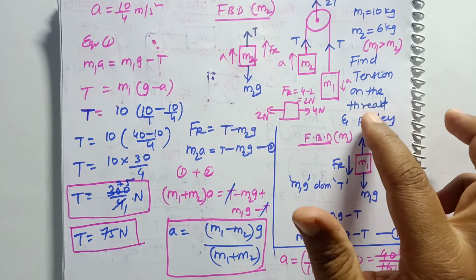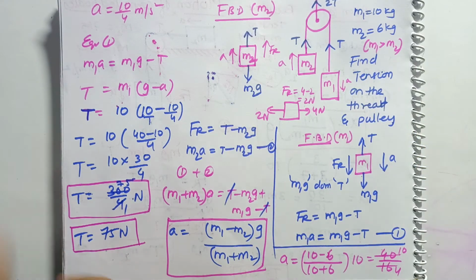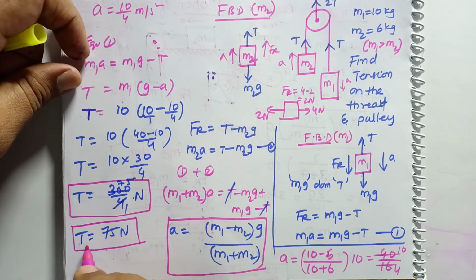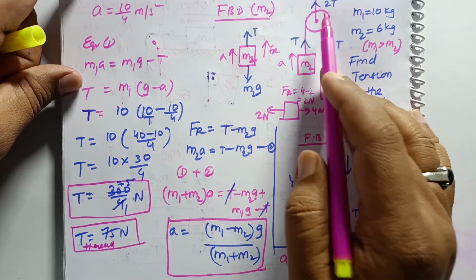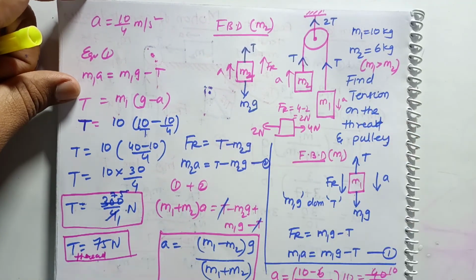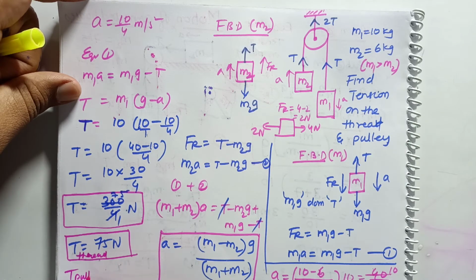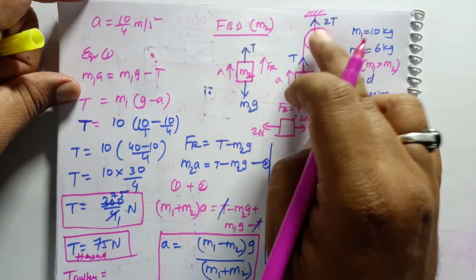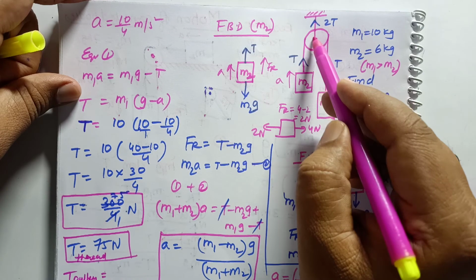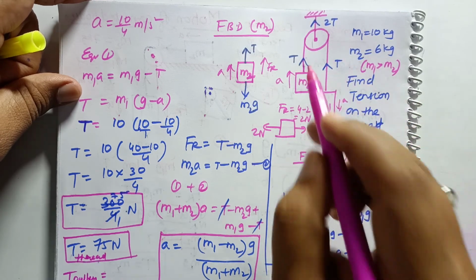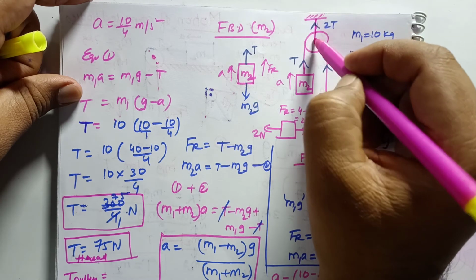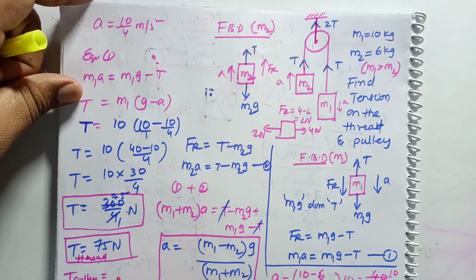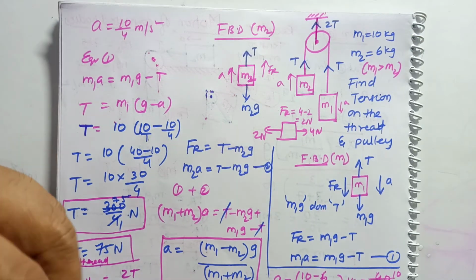So what is the next part of the question here? We got the tension in the thread. This is going to be the tension in the thread here. But we need to find out the tension in the pulley. How are you going to find out the tension in the pulley? So tension on the pulley is going to be 2T here. The tension on the pulley by the string which is connected to the pulley is going to be 2T. So your answer is 2T.